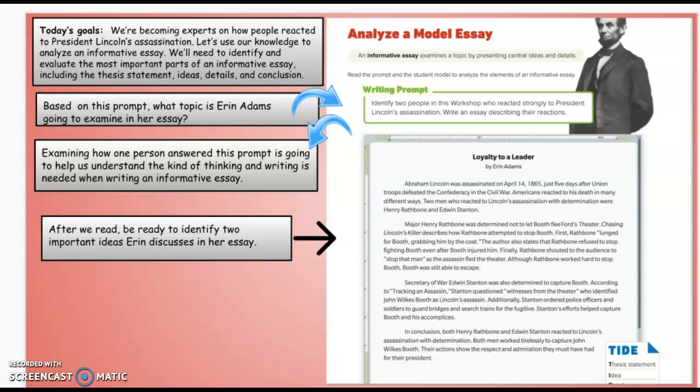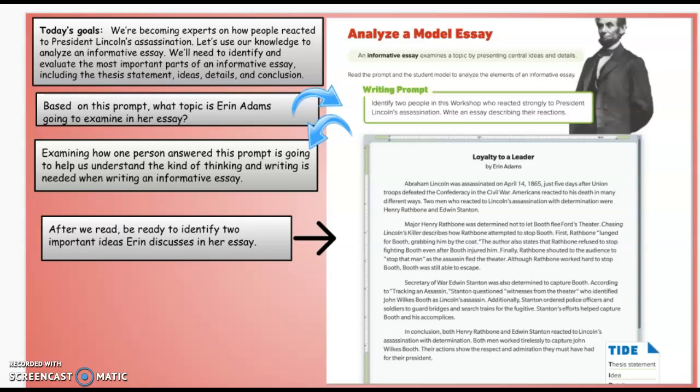So we're going to read the essay together, and then after you read, be ready to identify those two important ideas that she discussed in her essay. Loyalty to a Leader by Aaron Adams. Abraham Lincoln was assassinated on April 14, 1865, just 5 days after Union troops defeated the Confederacy in the Civil War. Americans reacted to his death in many different ways. Two men who reacted to Lincoln's assassination with determination were Henry Rathbone and Edwin Stanton.